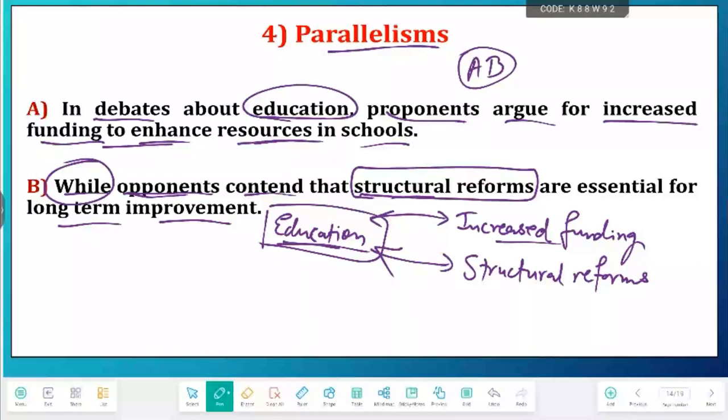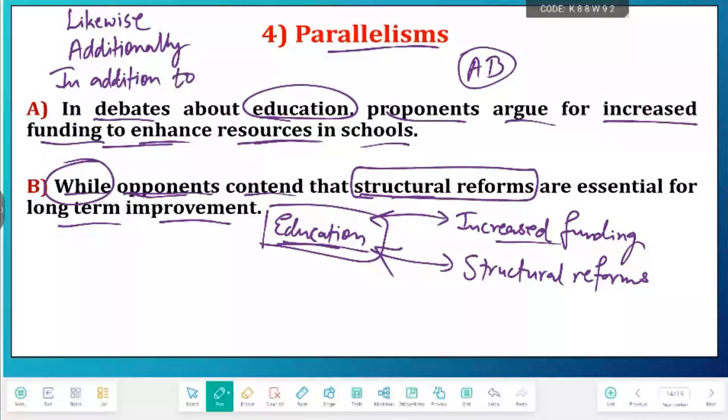Now there are some keywords in parallelism. Now what are the keywords? One is likewise, one is additionally. Okay? So these are the two keywords that are used in parallelism. In addition to is also another. In addition to is also the keyword.